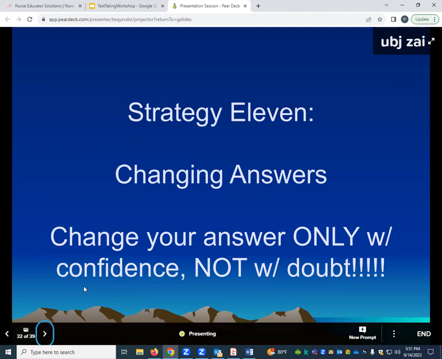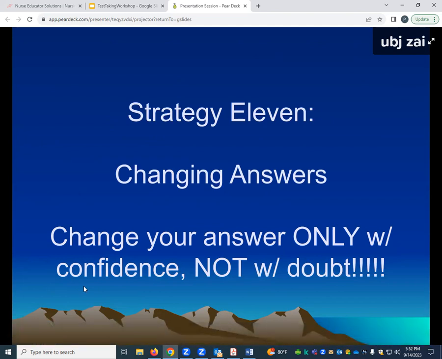Changing answers. If I was doing this in person, I would ask you to raise your hand if you've ever changed answers on a question. The nice thing about all of our exams, once you get around the middle of nursing 200, all of our exams are forward only, just like the NCLEX. So you can't go back and change your answers. You could always change it before you move on to the next question, though.